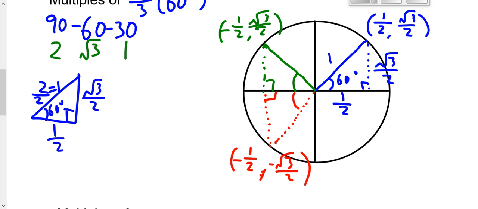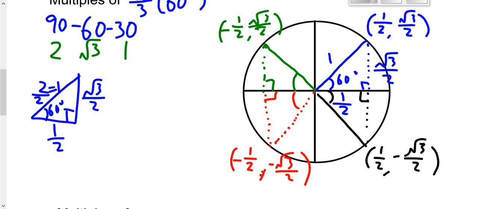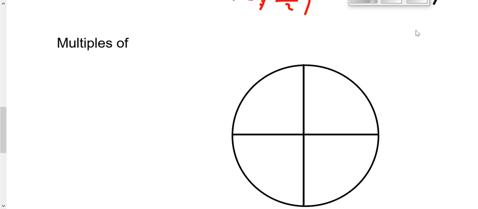Last but not the least, quadrant 4. If this is 1/2 and root 3 over 2, then for this one, the coordinate would be 1/2 as well, except the y value is going to be negative root 3 over 2. Okay, so let's move on to this one, 45 degrees.